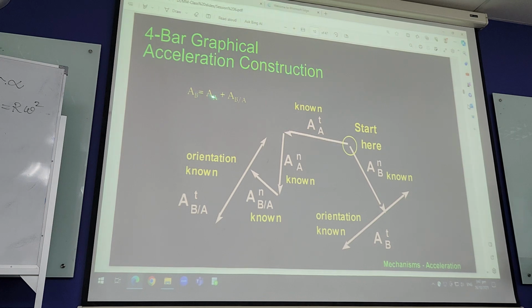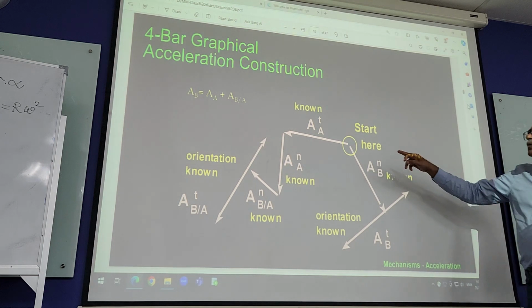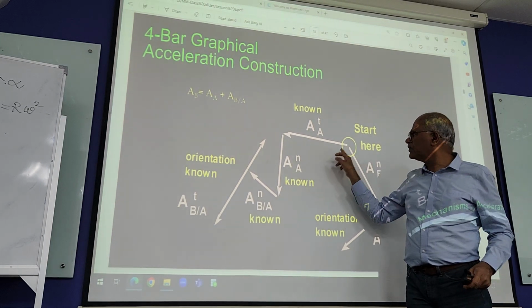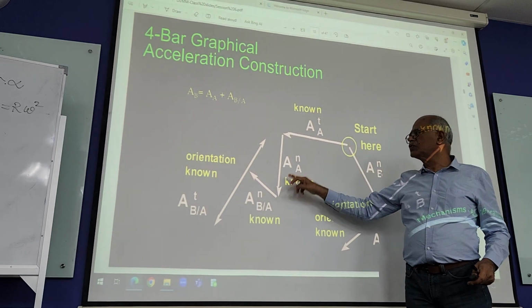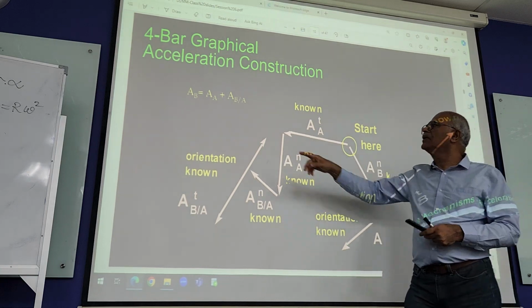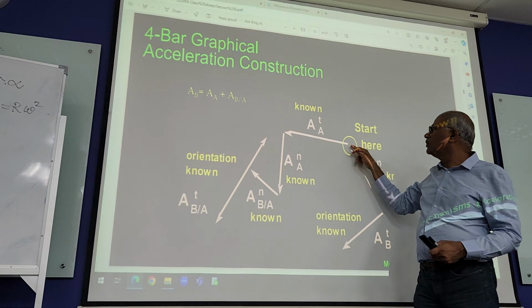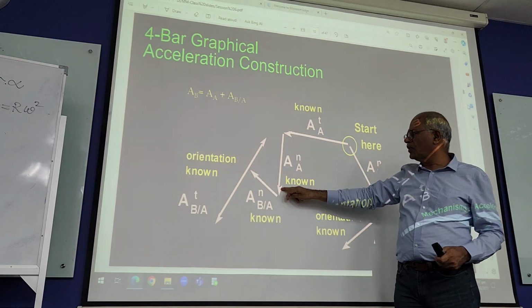Okay, so we know we start with A now, acceleration of A. So this is acceleration of A, tangent and normal is just perpendicular. So that means what is the direction of acceleration of A? Acceleration of A is from here to here. Now what you are doing, you need to add acceleration of B to A. So you draw tangent, you draw normal.